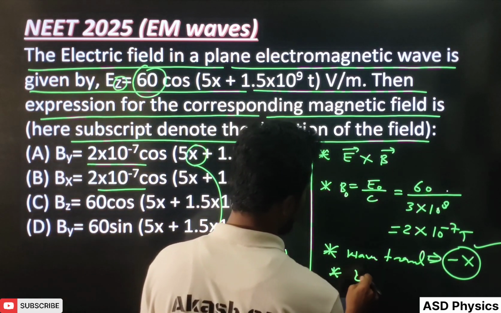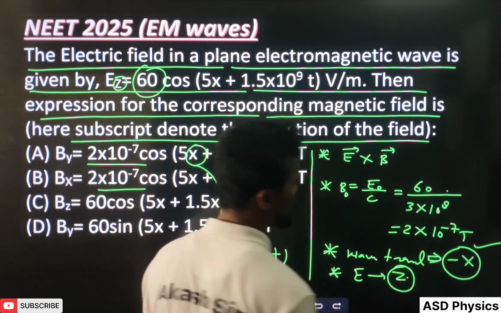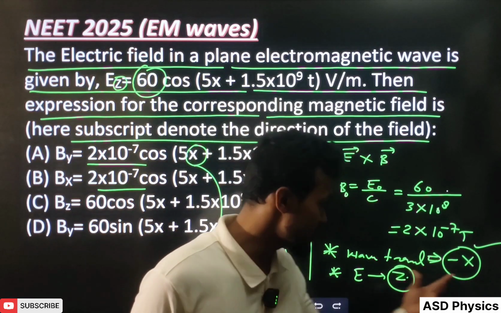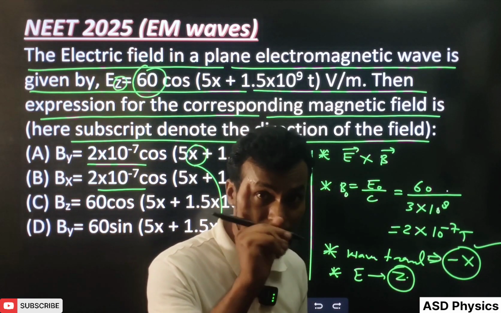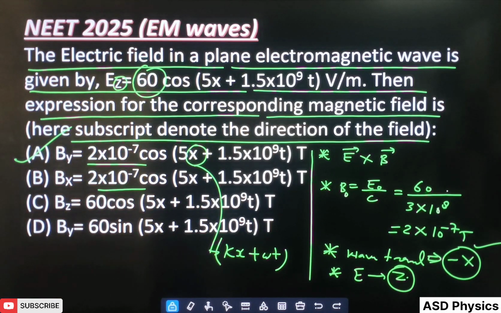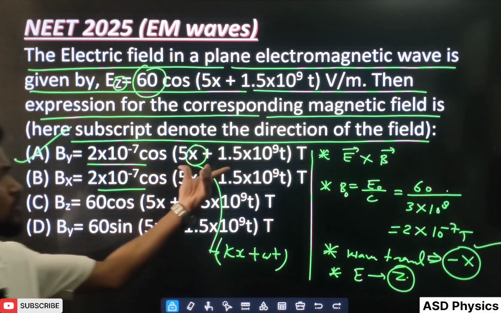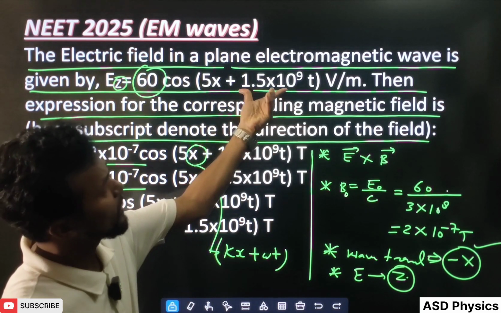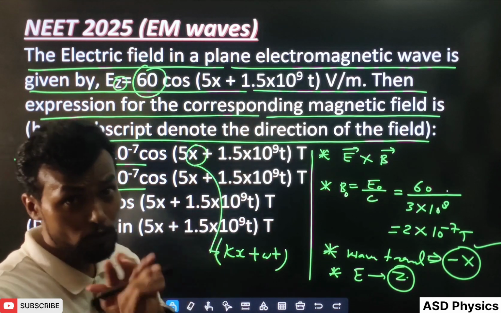Now, electric field in which direction? Z direction. Remember that here all three will be perpendicular. Wave along X direction, electric field along Z direction, then magnetic field along Y direction. That means Y? Option A. And electric field and magnetic field are in the same phase. So here no change, same for the magnetic field, no phase change.